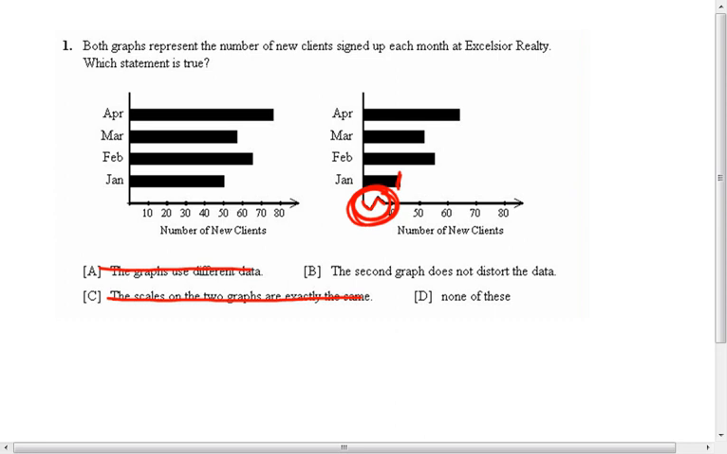So this does distort the graph. It is not a true statement. So in this example, actually the answer would be this. This is very distorting.